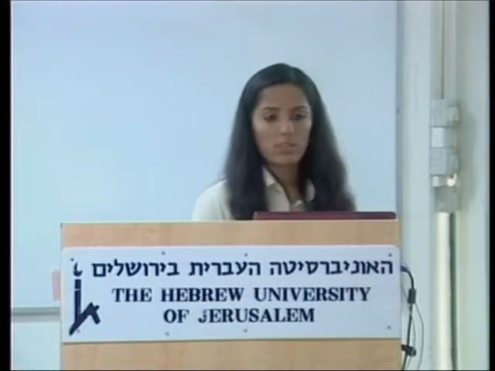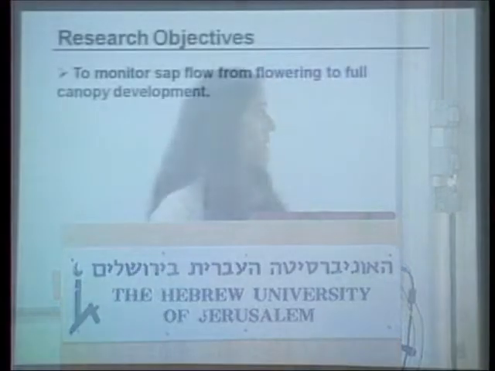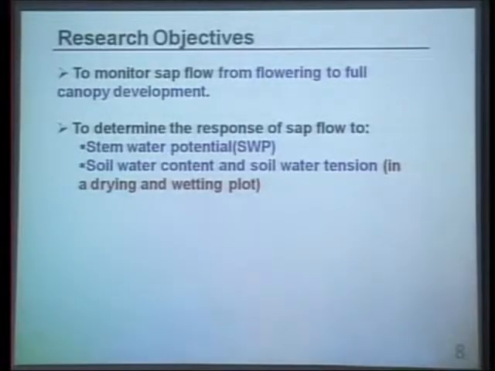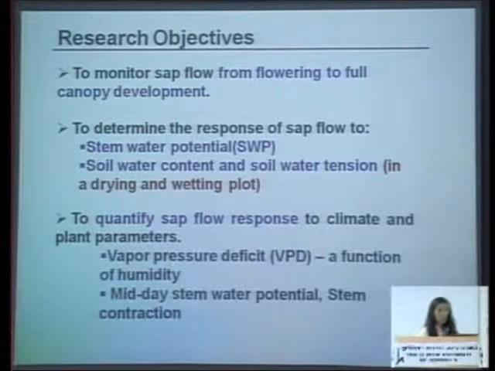So our objective is to monitor the sap flow from flowering to full canopy development, to determine the response of sap flow to stem water potential, soil water content, and soil water tension in a drying and wetting period, and to quantify the sap flow response to climate and plant parameters, especially vapor pressure deficit, which is a function of relative humidity, midday stem water potential, and stem contraction.